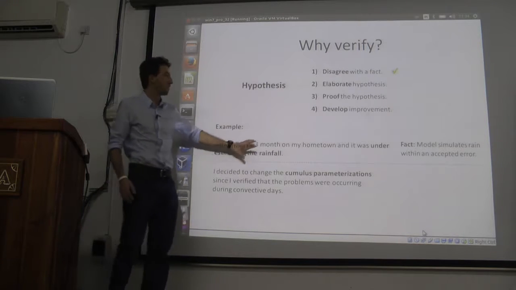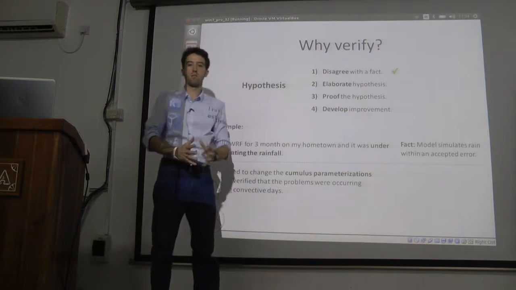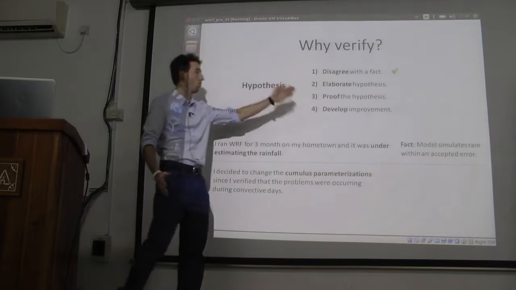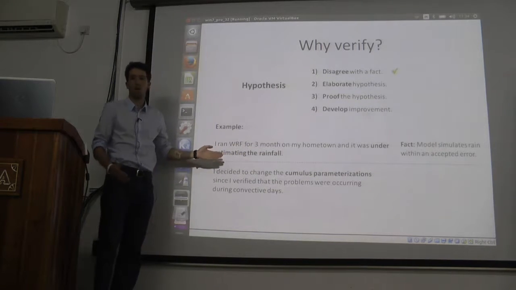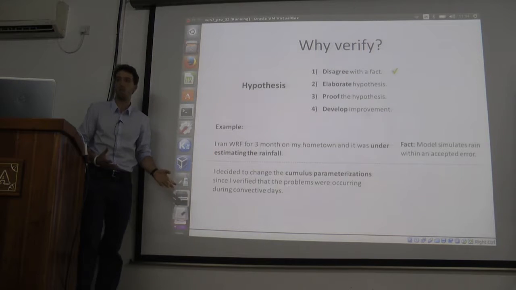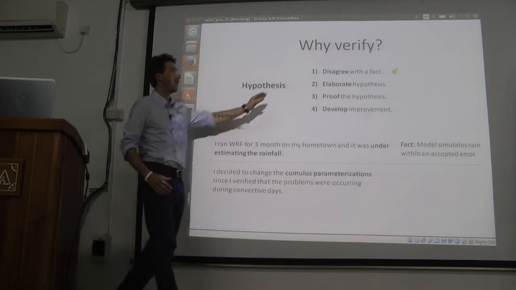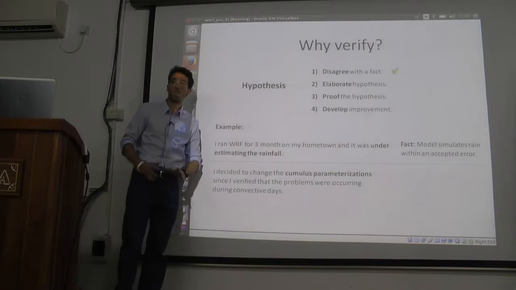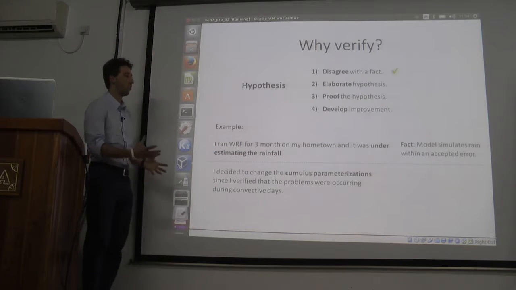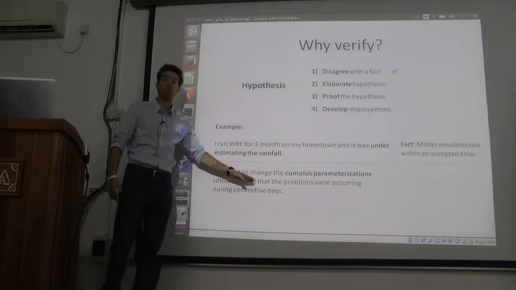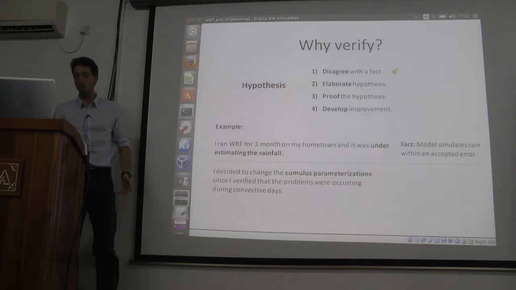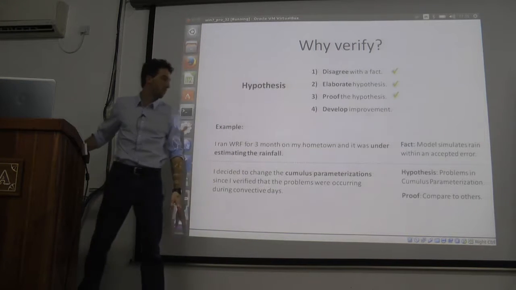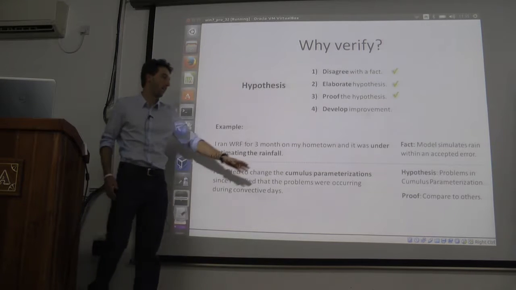So first I have a fact: the model simulates the rain right. Then I disagree with that fact because I realized that it was not estimating the rain. Then you create a hypothesis. My hypothesis is that there is a problem with the cumulus parameterization. Why? Because it was happening during convective rain days. So the problem is in the cumulus parameterization.